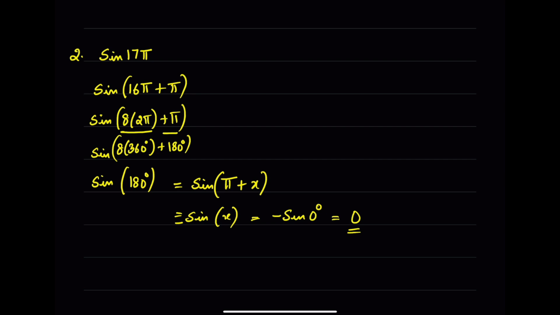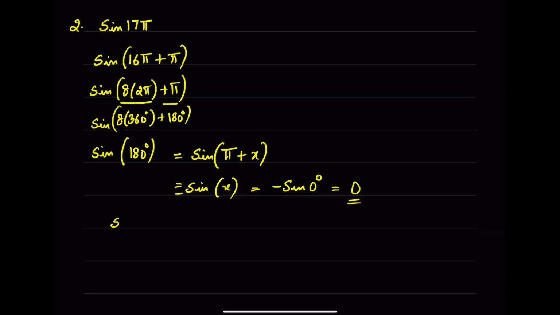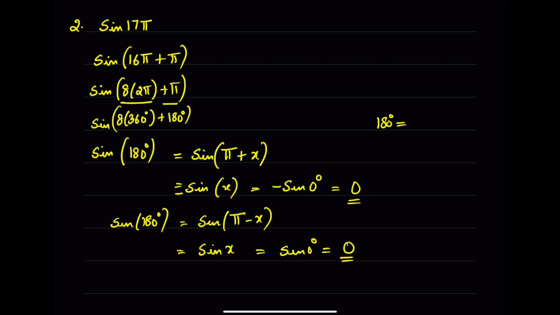Or we can change sine of 180 to sine of pi minus x, where x is 0. So this will be sine x because it's second quadrant and x is 0 here. So this will again be sine 0, which is 0. So it does not matter what you apply because 180 degree is a boundary between second and third quadrant. So that is how you can solve the second question.